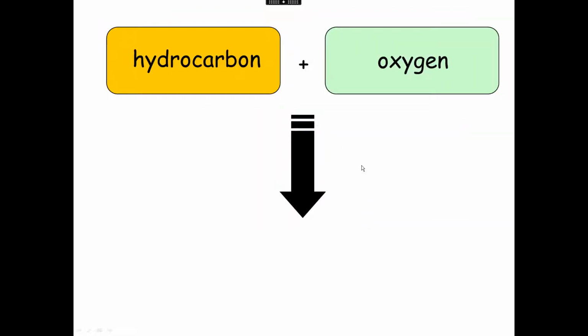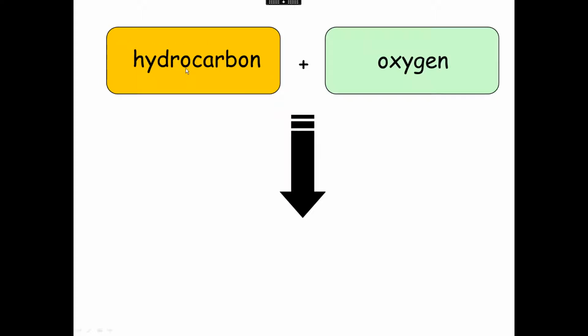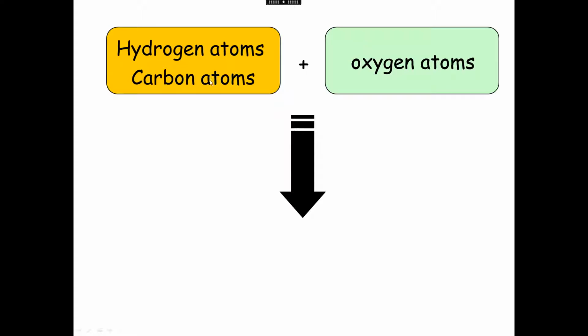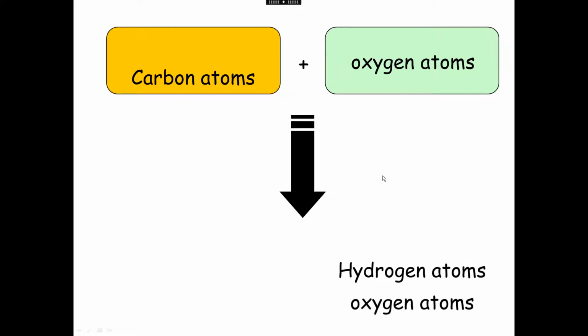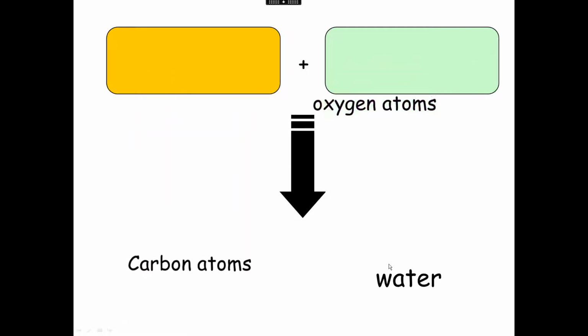Now, when a hydrocarbon reacts with oxygen, we need to remember that the hydrocarbon is made of hydrogen atoms and carbon atoms. So the hydrogen atoms in the reaction come from inside the hydrocarbon. The oxygen atoms then join together with hydrogen atoms to make water. So we get water from burning a hydrocarbon because the hydrogen from the hydrocarbon joins together with oxygen from the air to make water. Okay, the carbon then joins together with oxygen to make carbon dioxide.